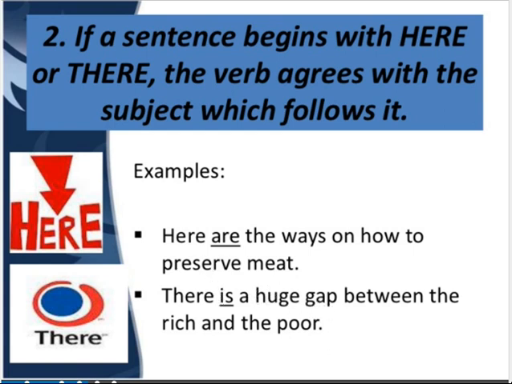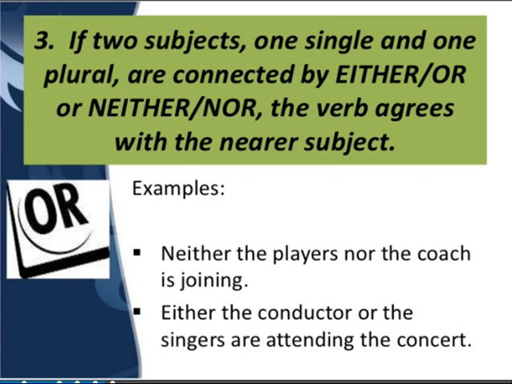Another rule: if two subjects, one singular and one plural, are connected by either-or or neither-nor, the verb agrees with the nearer subject. For example, neither the players nor the coach is joining. Here, the verb agrees with the nearer subject. If you talk about the verb is, the coach is nearer to is. That is why they have used is.